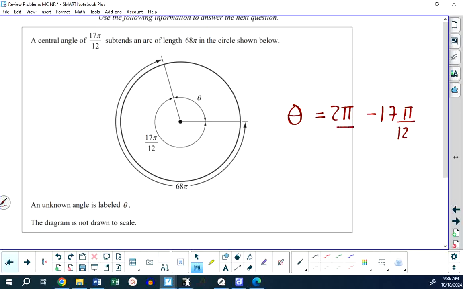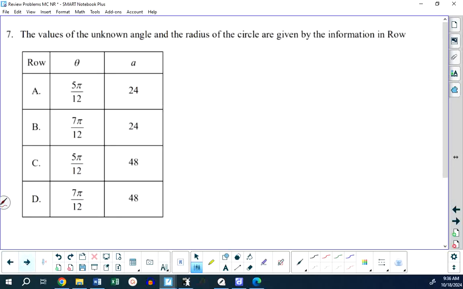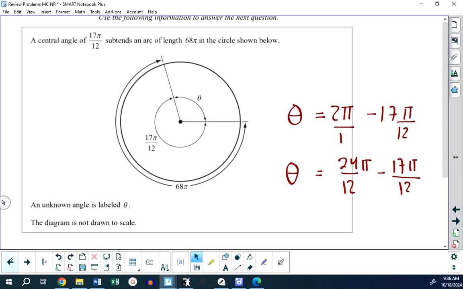Well, I'm just going to make a common denominator here of 12 by multiplying the top and the bottom of 2 pi by 12 to get 24 pi over 12. So you subtract these and you get 7 pi over 12. So it's not A, it's not C. Now what's the radius? In order to find the radius, we have to use the arc length formula.